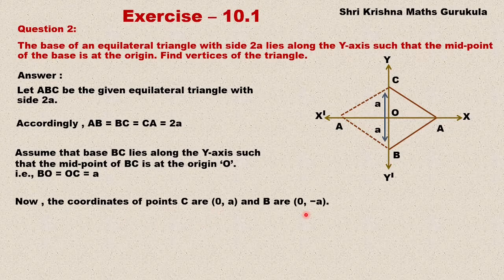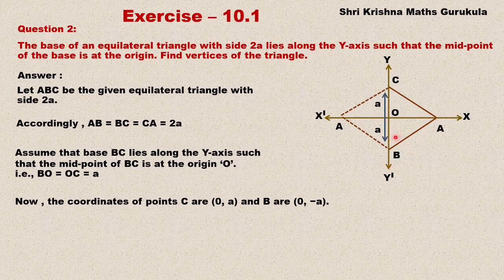Let us understand what the y-coordinates for B and C will be. We know this distance is a units and this distance is also a units. It is towards the positive direction of the axis, which is a units, so the coordinates of this point will be 0 comma a. And for the coordinates of point B, it will again be a units from the origin.